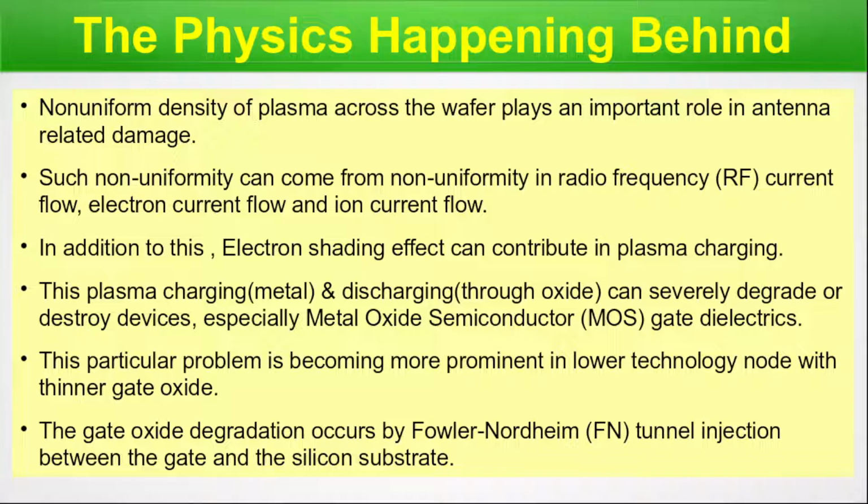The gate oxide degradation occurs by the physics, that is the Fowler-Nordheim FN tunneling phenomenon between the gate oxide and the silicon substrate. That means the gate oxide, which is residing between the gate and the silicon substrate, goes through Fowler-Nordheim tunneling, and that starts the charge passing, creation of the percolation path, and finally when there is a huge amount of charge flux going through the oxide.